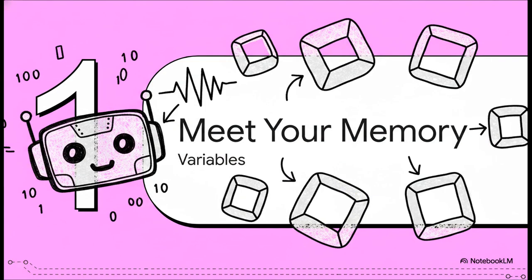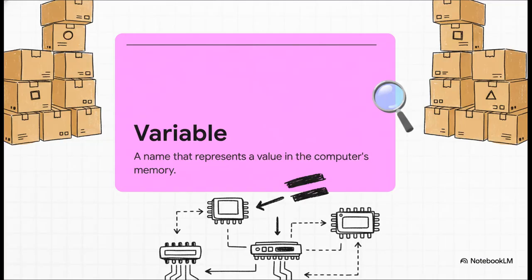Meet your memory. Variables. So think of a variable kind of like a labeled box in a giant warehouse. It's where your program safely stores data using an assignment operator, which, by the way, is just the simple equal sign. You see, instead of letting your information just vanish into the void the second a program runs, we use these variables to securely access and manipulate that data later on. Without them, well, your program would have severe amnesia.